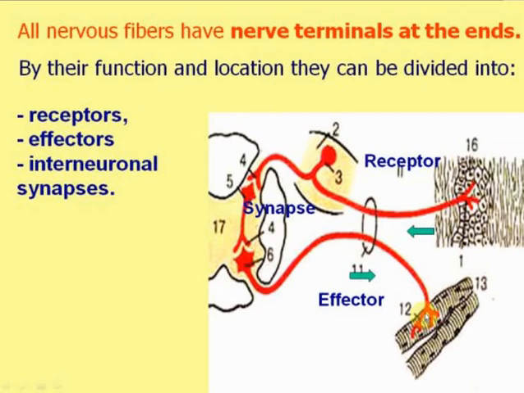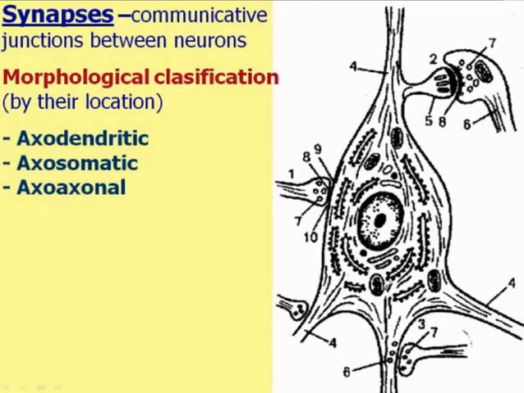By their function and location, they can be divided into receptors, effectors, developed by axons of effector neurons, and synapses between neurons, interneuronal synapses. Synapses are communicative junctions between neurons. In morphological classification by their location, they may be axodendritic, between axon and dendrite, axosomatic, between axon and cell body of a neuron, and axoaxonal, between axon and axon of another neuron.